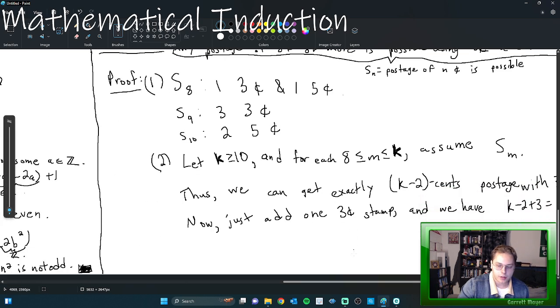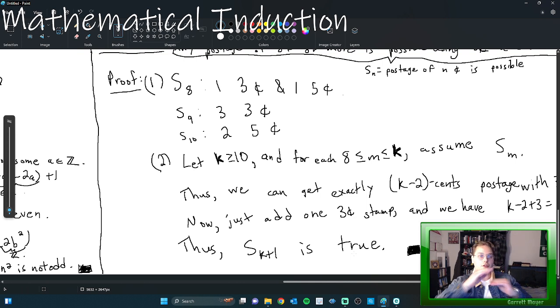And this means that S(k plus 1) is true, and that completes the proof. That proves that we can get any quantity of cents of stamps with just 5-cent and 3-cent stamps. Because we're assuming that we can get at least the first 3, and then once we have those first 3, we can always just add on a 3-cent stamp to get to the next amount of postage.